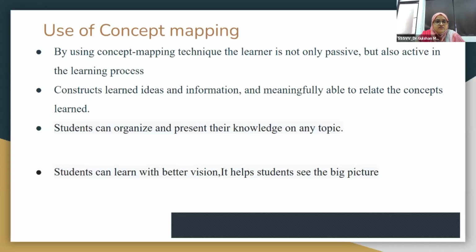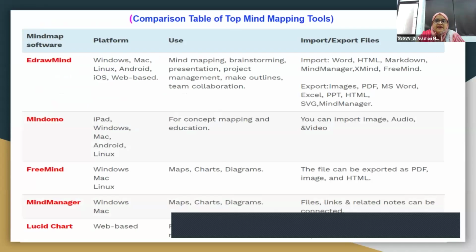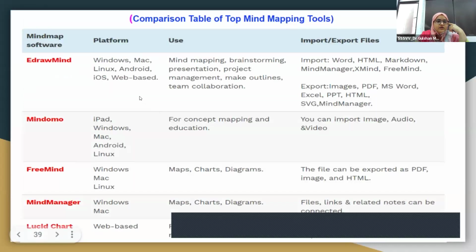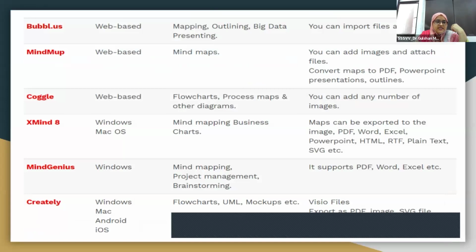In this slide, the use of concept mapping tool has been given, but you already know what is the use of concept mapping. So we are leaving this slide, and it is the comparison between the mind mapping tools. If you are going to choose a good mind mapping tool, what are the things you have to take care about? There are some tools like eDrawMind, Mindomo, FreeMind, Mind Manager, Lucidchart, and these are the specifications that the particular tool has, which is related to platform, use, and the extension files. The bubble.us, MindMap, Coggle, XMind, MindGenius, Creately, etc.